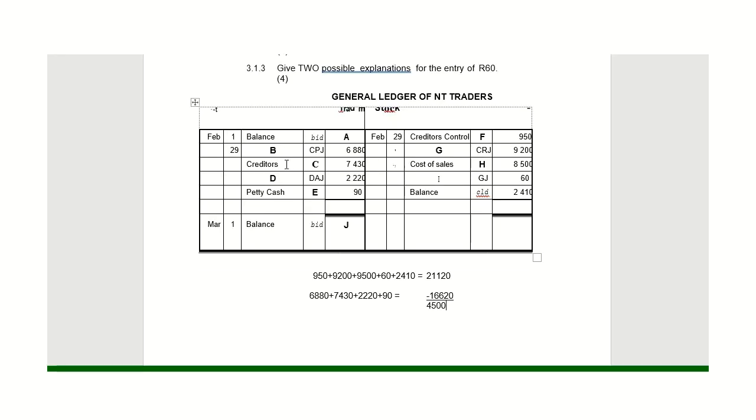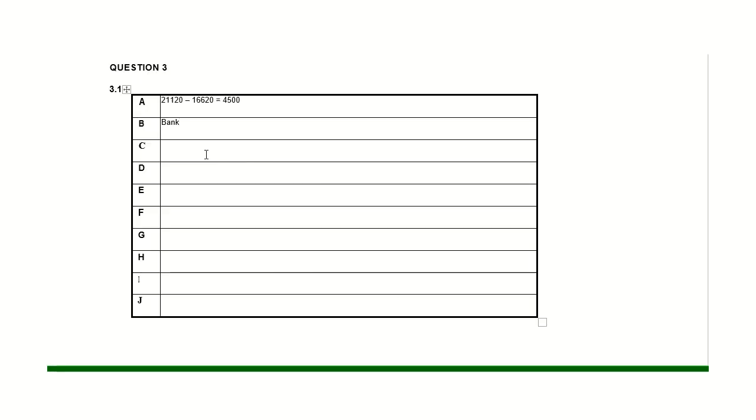Okay, C, we said the other way, cash purchases or credit purchases. Remember, this is the folio column where I need the journal. What type of journal would it be if we buy on credit? Because it's for the creditors. Creditors would be on the CJ. So C would be creditors journal. Good.